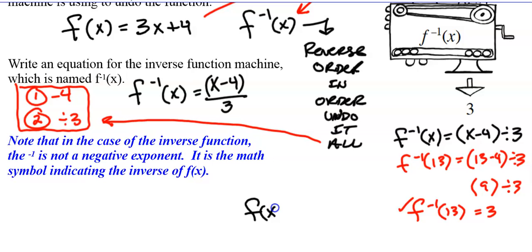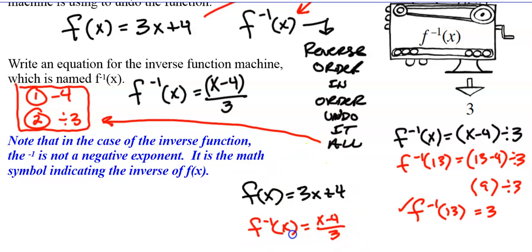because the original f of x, our original equation, was 3x plus 4. Therefore, the f inverse of that is x minus 4, and all of that divided by 3. So that's how these things relate. This is our original, and this is our inverse.